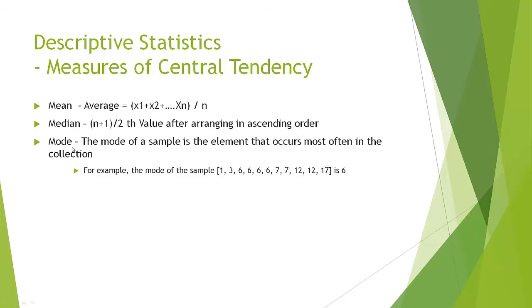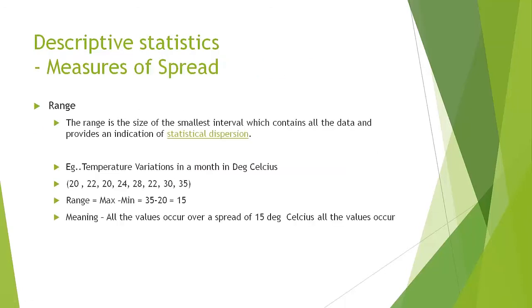That is the formula. Mode is the number which occurs most often in the collection. Suppose here, in this example, 6 occurs 4 times, and that's why the mode is 6. 7 occurs 2 times, 12 occurs 2 times, they are not the mode. But 6, which occurs 4 times, that is the mode. So it is a measure of central tendency. Going to the next thing, it's the measure of spread.